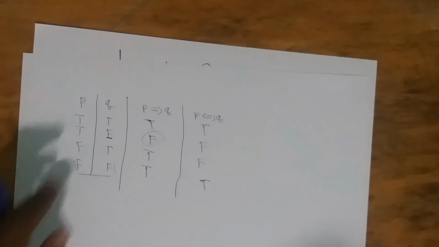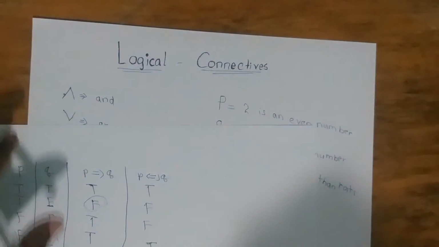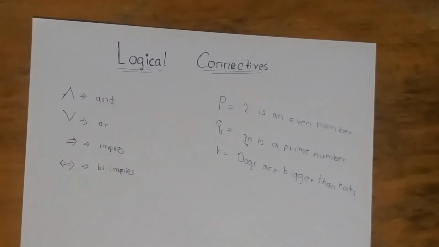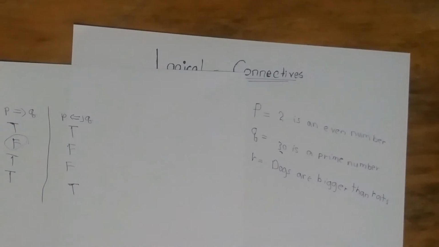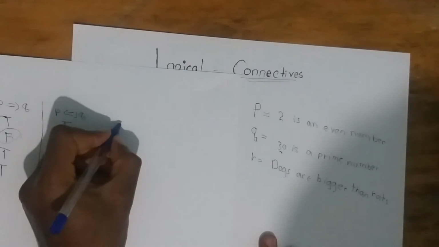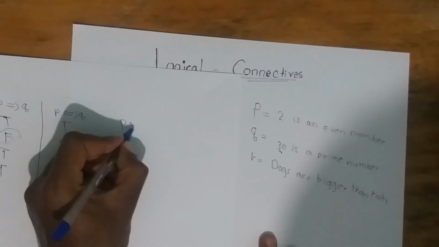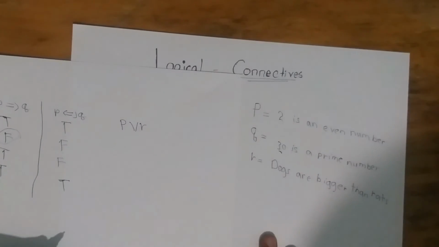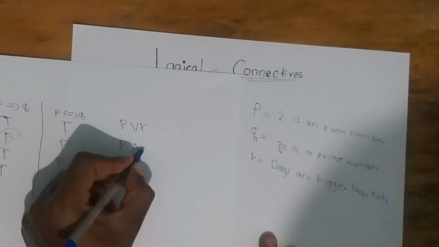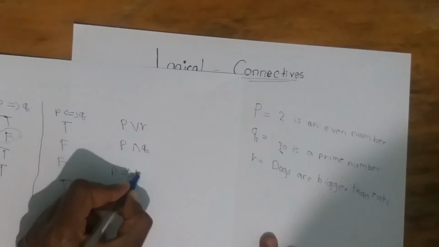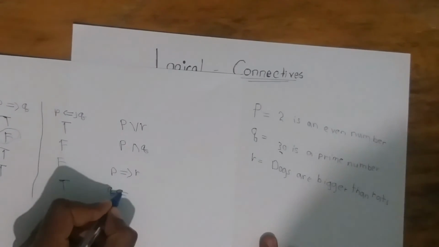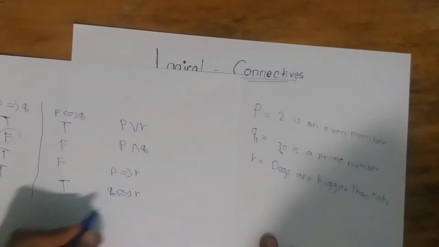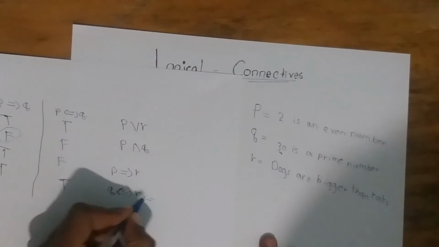Okay. So based on the first question, let us do some questions here. Let us consider these three statements and do some questions. Let us do, for example, P or R, and P and Q. This is a random question. And let us do P implies R and Q by implies R. You can see that this is a by implies. Okay, we will write these values.